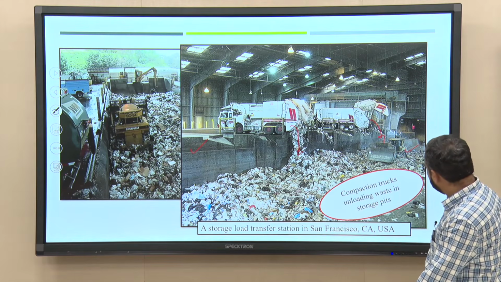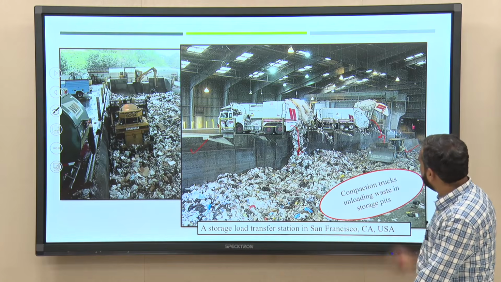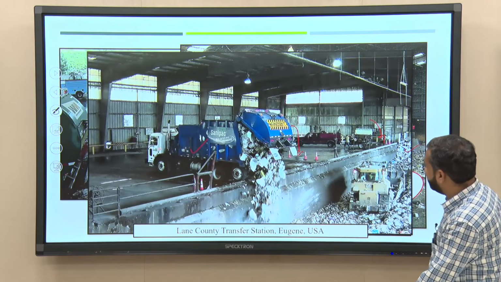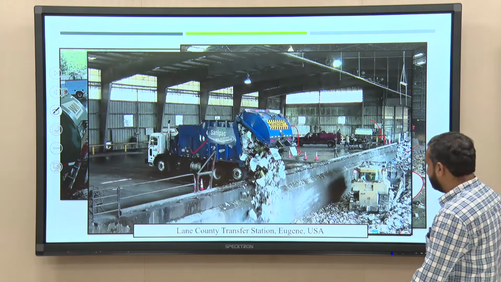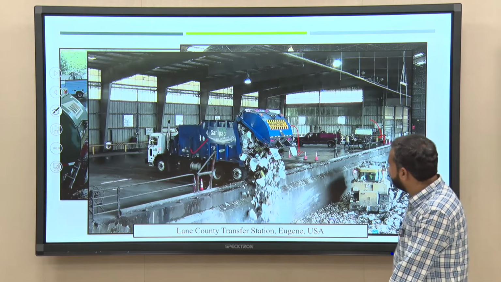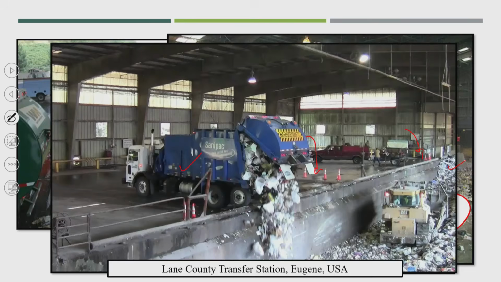Compaction truck unloading waste into the storage pit. So, these are the compactor vehicles. Here also, this is one photograph from the US, where the waste is getting unloaded into the storage pit.